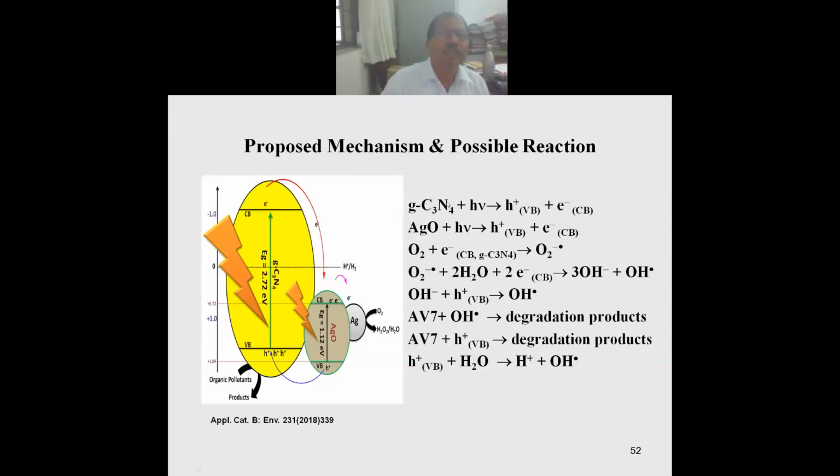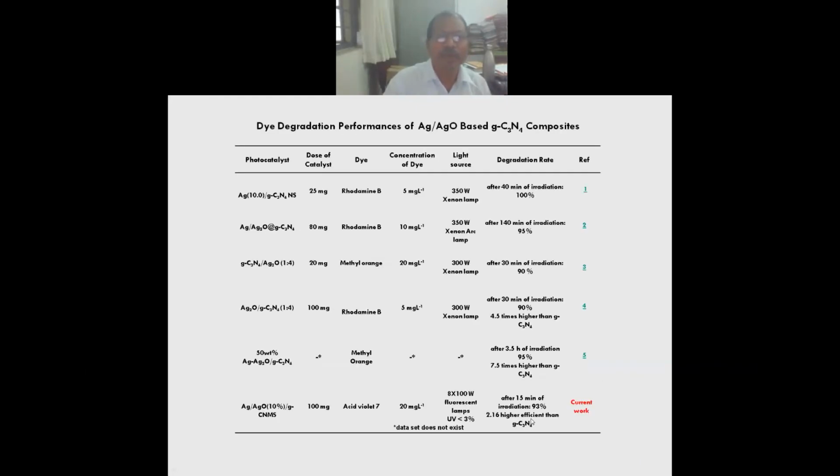When this g-C3N4 is exposed to the visible light, there is a formation of electron and hole, and at the end there is a generation of hydroxyl radical, which is responsible for the degradation. And from the quenching experiment that we have seen, hydroxyl radical, hole, and what you call the superoxide ion are the species responsible for the degradation.